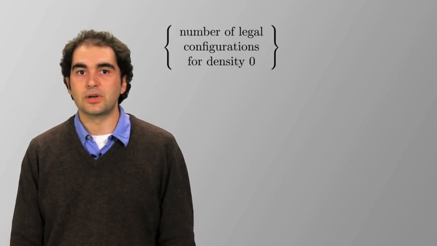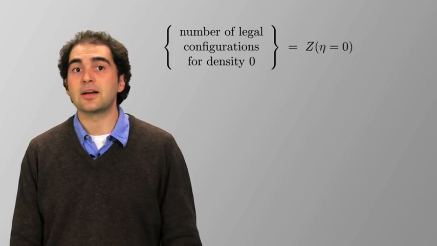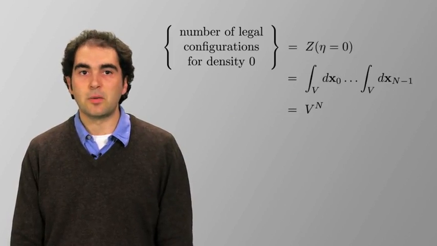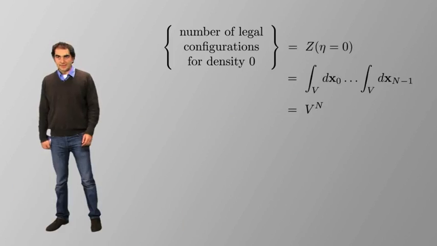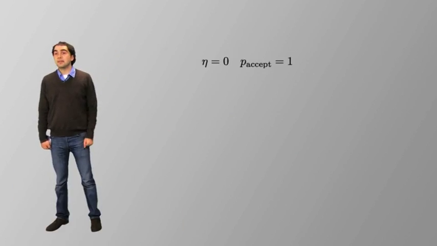If the system has a density equal to 0, which means that the radius of the hard disk is 0, all the points of the configurational space are legal configurations. So the number of legal configurations, which is the partition function of the system, is V to the power n. At density 0, the acceptance ratio is 1.